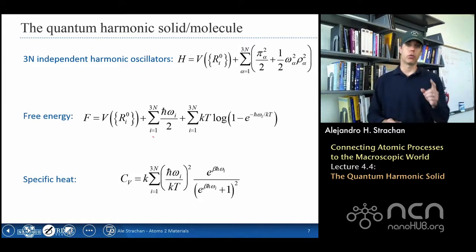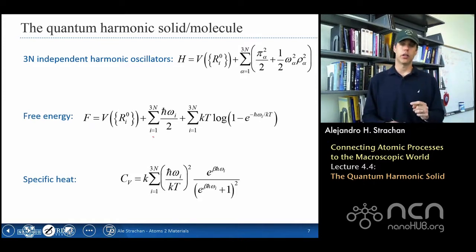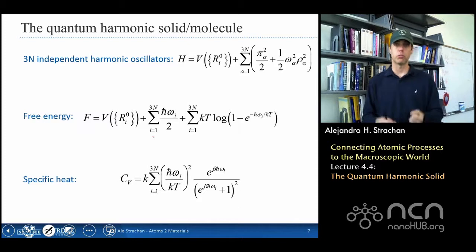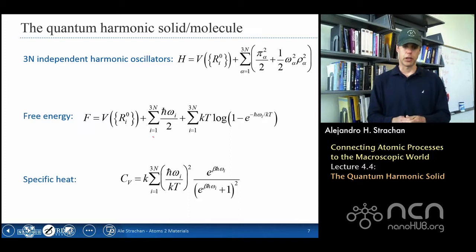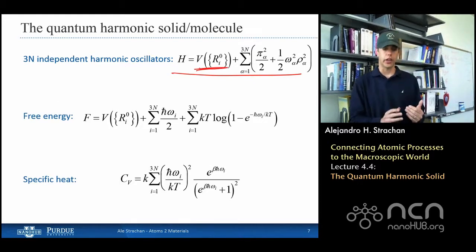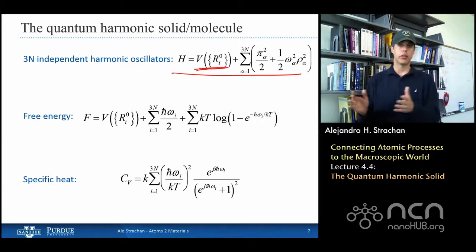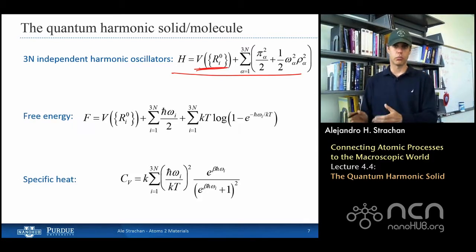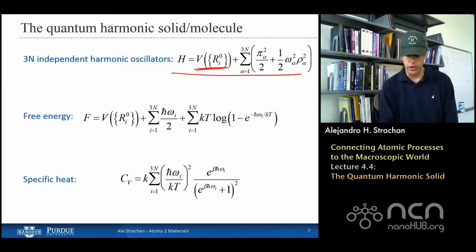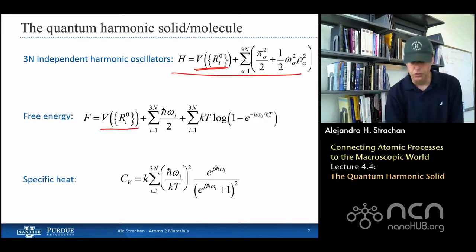Okay, now we've been dealing with a single harmonic oscillator living in 1D. Okay, single position, single momentum. We know that a molecule or a solid is made out of 3N independent oscillators. So when I have 3N independent harmonic oscillators, this is my Hamiltonian. I have the energy of the ground state, and then based on what we learned with quantum statistical mechanics, we can write the free energy of this set of 3N harmonic oscillators as the energy of the ground state.